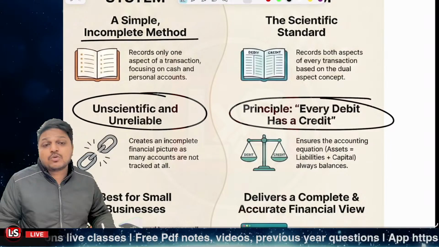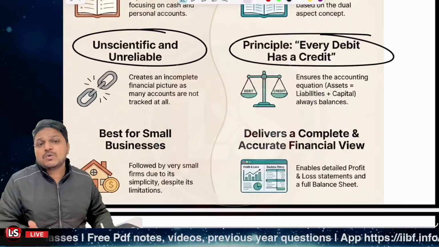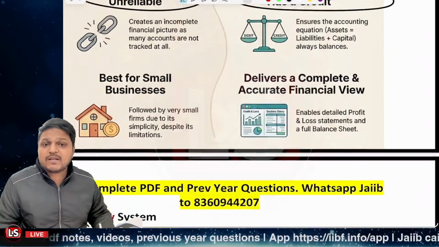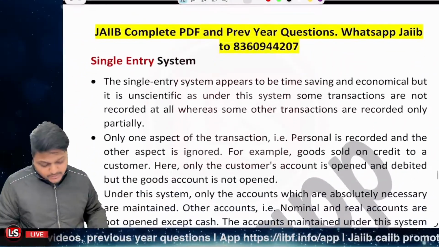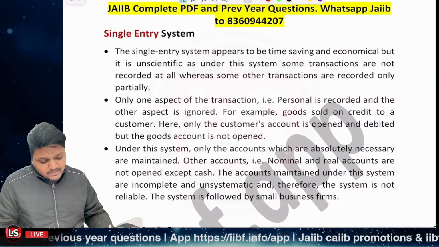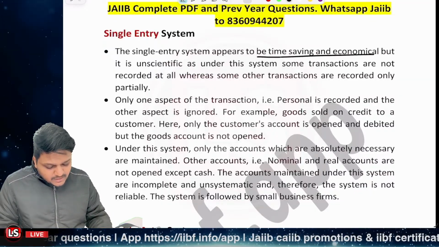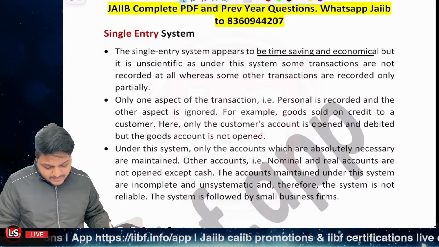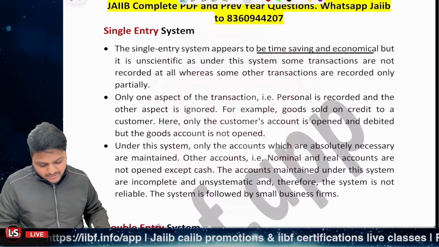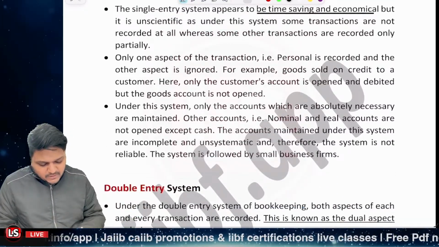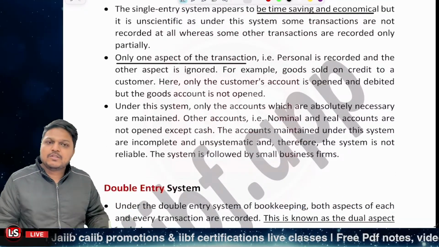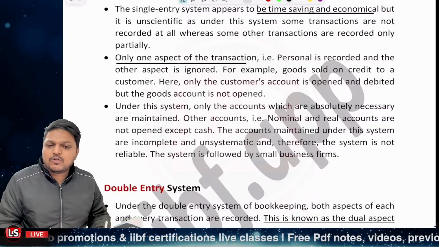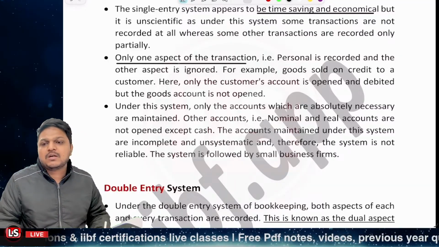So the double entry system gives you a complete, actual financial view. That is very much important, right? So let's have a look at it. The single entry system is time saving, it is economical, but it is not scientific, right? Because some transactions are not recorded, only one aspect of the transaction is recorded. Like you'll either be recording the debit side or the credit side, but not the dual aspect.